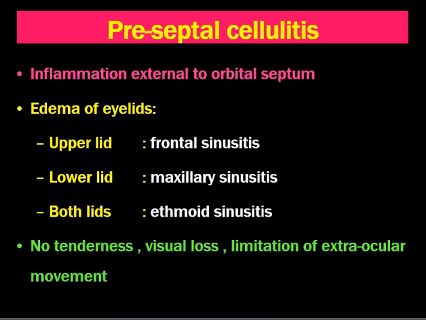As already told, pre-septal cellulitis is the inflammation which is external to the orbital septum that basically leads to edema of the eyelids, usually unilateral. When there is inflammation of frontal sinus, there may be edema of the upper eyelid. In maxillary sinusitis, there may be edema of the lower eyelid, and in ethmoid sinusitis, there will be edema of both the lids. But there is no tenderness, no visual loss, no limitation of the extraocular movement because the inflammation lies anterior to the orbital septum. As already told, orbital septum is the thick fibrous tissue that separates the lids from the orbital cavity. So the inflammation does not go beyond the eyelids.